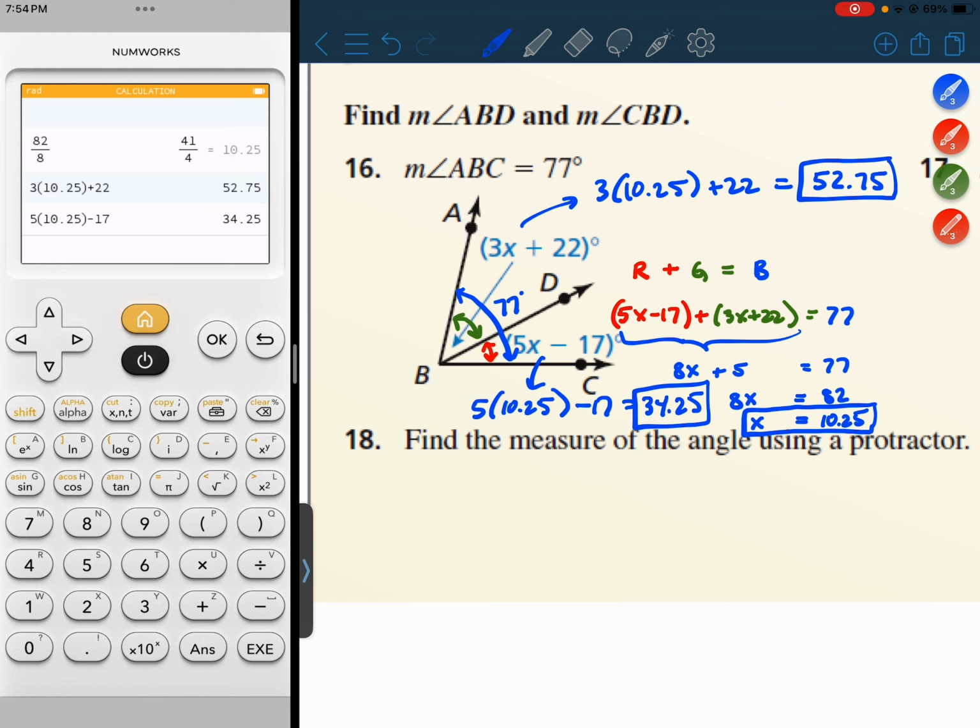Now I'm going to be honest with you. I wasn't expecting decimal answers, and a lot of students will do a problem, get a decimal, and think that they've done it wrong. One thing we can do to check our work is add these back together, and what we should get is 77. I can already tell that's not the case here. 52.75 plus 34.25 actually equals 87. So what did I do wrong?